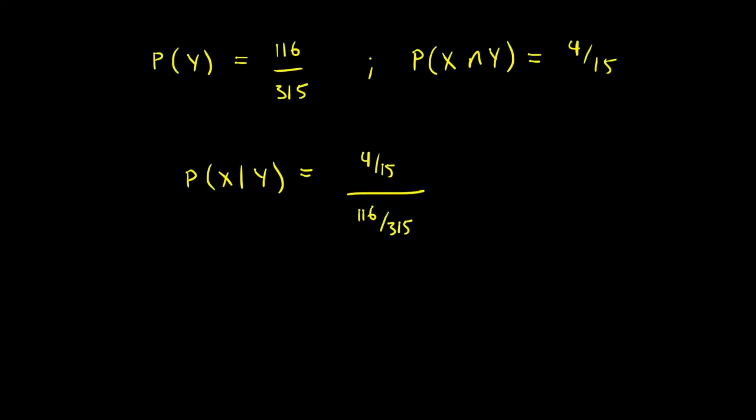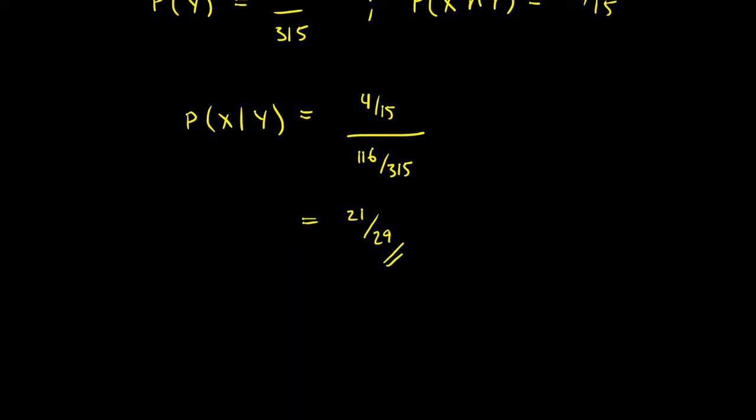And if I put all of that into the calculator, what do I get? I get 168 upon 232, which is 21 upon 29. So my final answer there should be 21 upon 29. I hope that was helpful. I think the key thing is just defining your events nice and clearly so that you know what you're looking for. You're looking for the intersection of X and Y and the probability of Y.